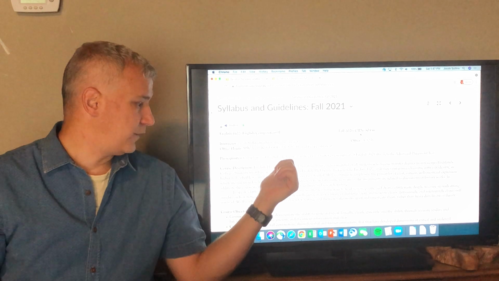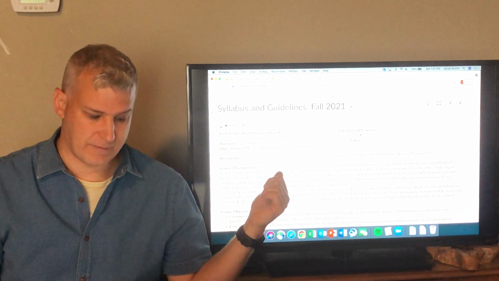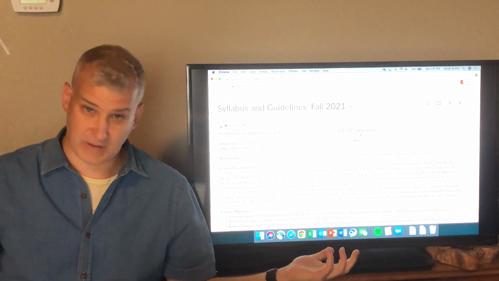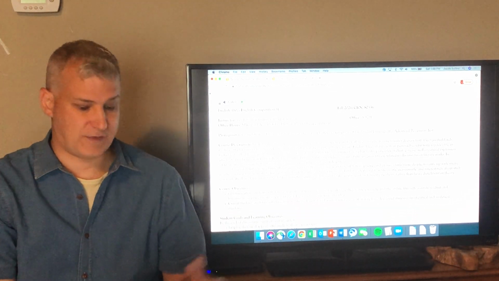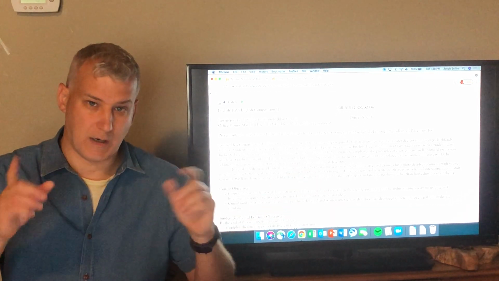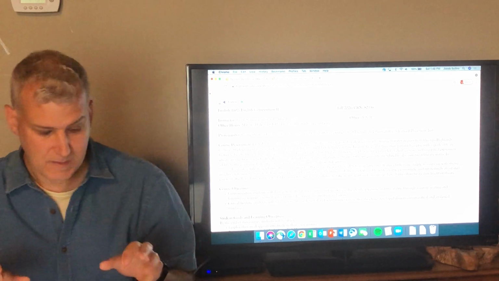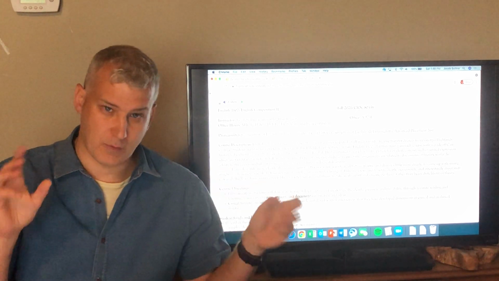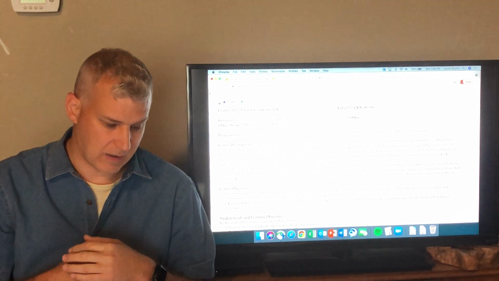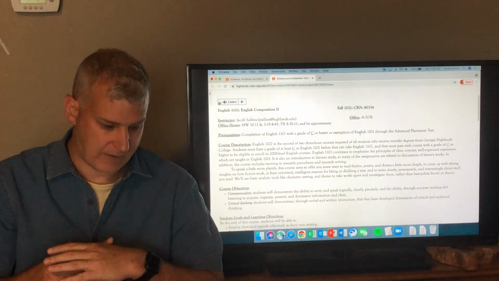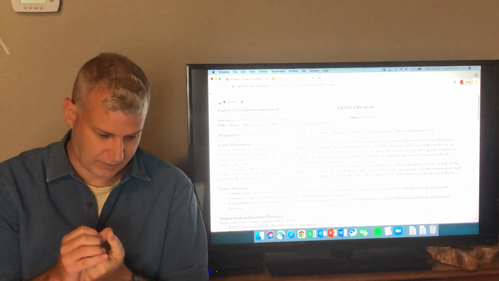The prerequisites for this course: you have to have completed English 1101 with a grade of C or better, or have exempted English 1101 with the AP test. This is the second 3-hour course of the 2-course composition sequence. It's required of all students in the university system. Students must have a grade of C or better in English 1101, just like I said.